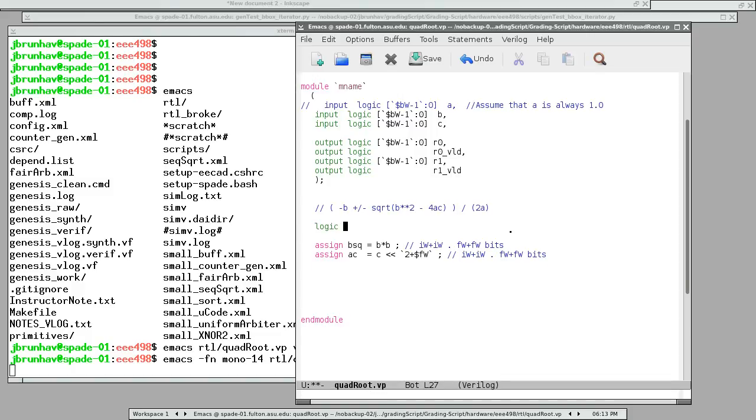So now we can declare these. We'll say they're logic. In both cases, it should be 2 times BW minus 1. So 16-bit things become 32-bit things. That was AC.